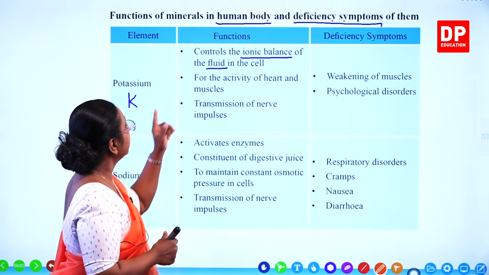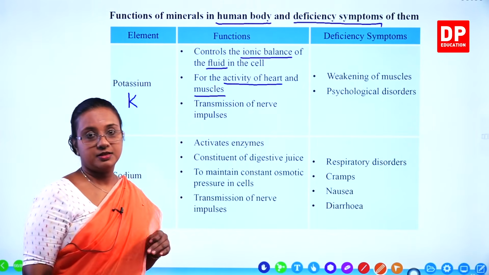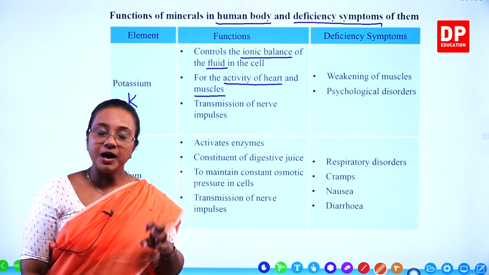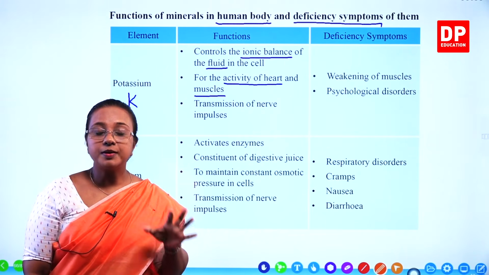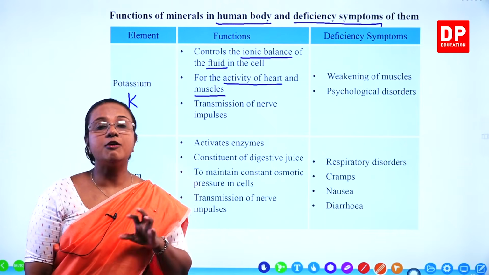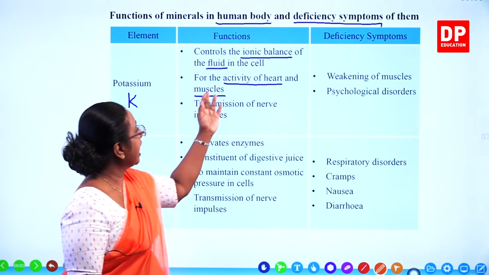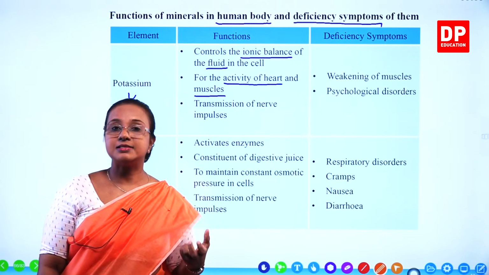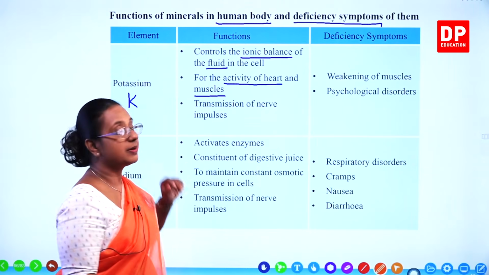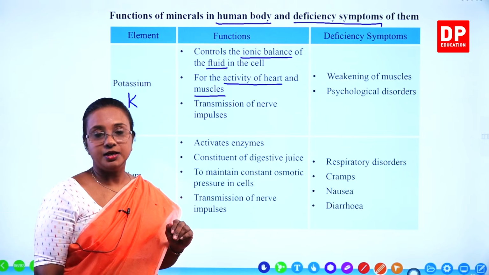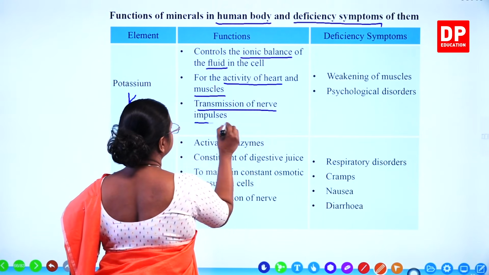The second one, it is important for the activity of the heart and muscles. You know that when the heart pumps blood, the blood will be circulated throughout the body. So the proper functioning of the heart, the beating of the heart, is important for the circulation of blood. So the activity of the heart and all the muscles are controlled or helped by the presence of potassium in the human body. Then transmission of nerve impulse.